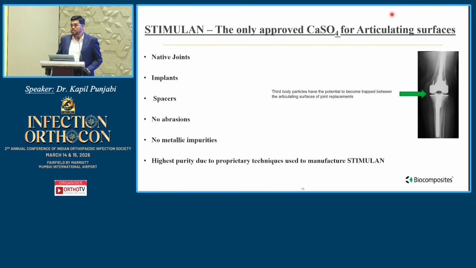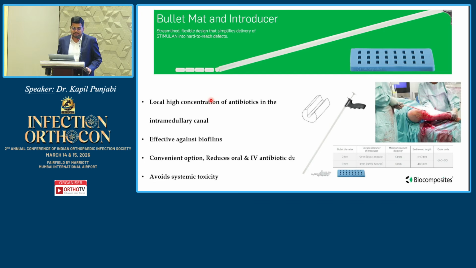As I mentioned, it is one of the only calcium sulfate products that can be used in articulating surfaces. It's purely because of the process that we undertake to make this product. It does not have any impurities because it is not coming from natural sources. So it does not lead to any abrasions to your native joints, implants, spacers, nothing. So you can place it with any of these.